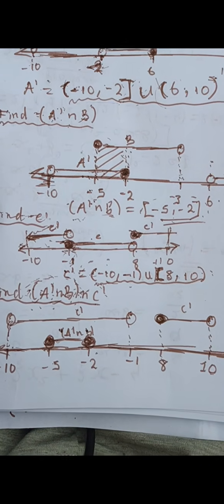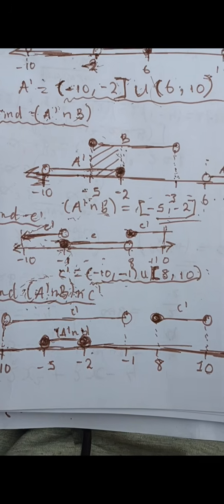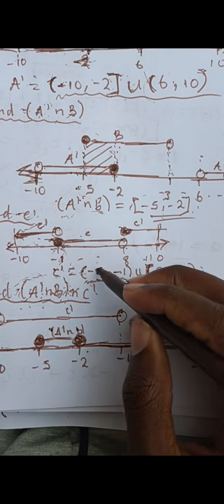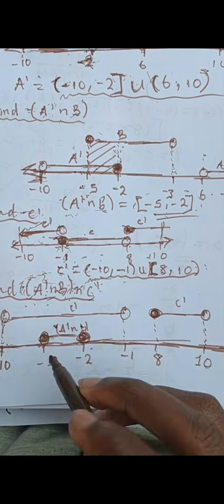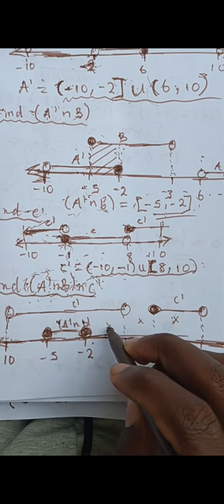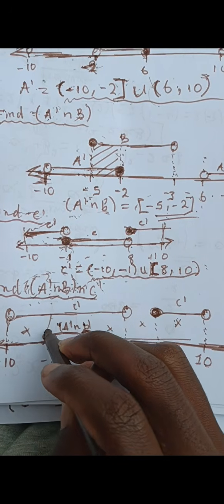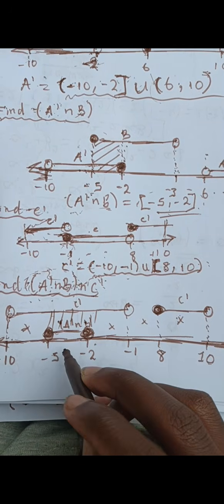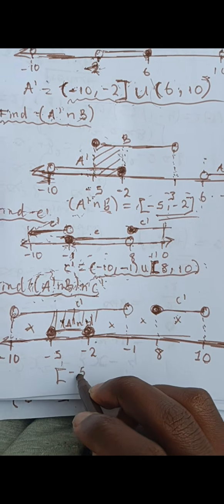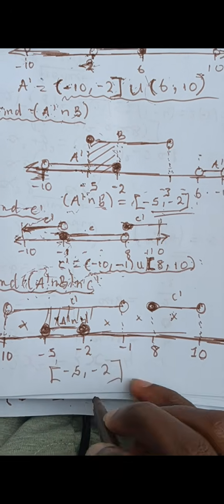Yes. So we're looking for a region whereby the values which are there are found in both this and this. Is it this region? No. Is it this region? No. Is it this region? No. Is it this region? No. The region is this. How can we present this region using intervals? We can present it by negative 5, negative 2.